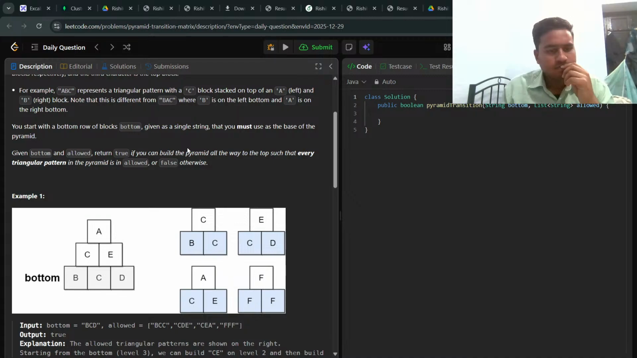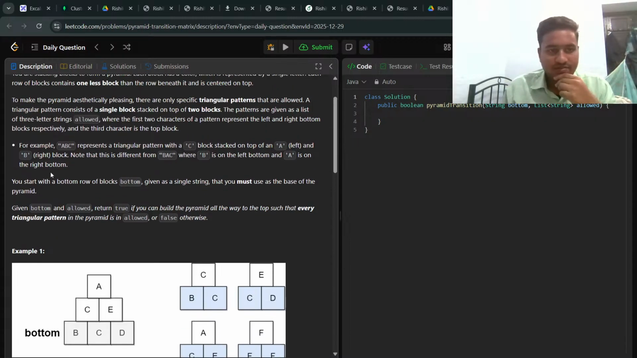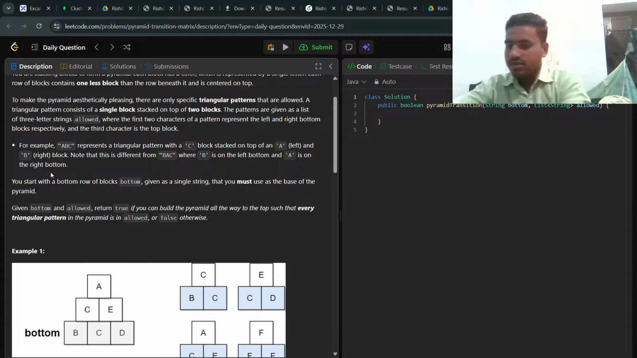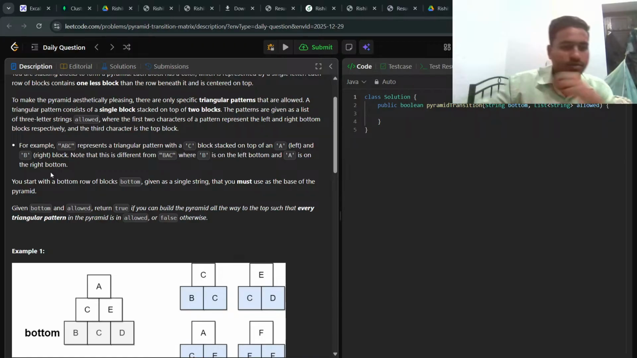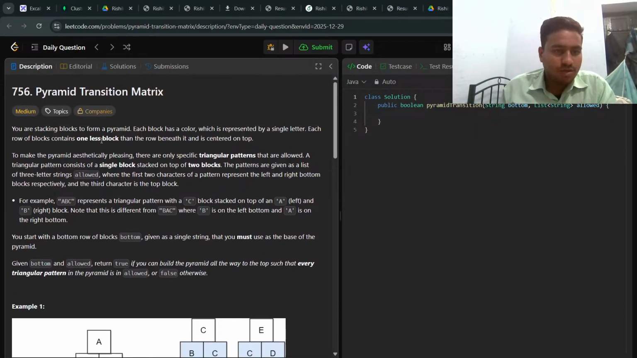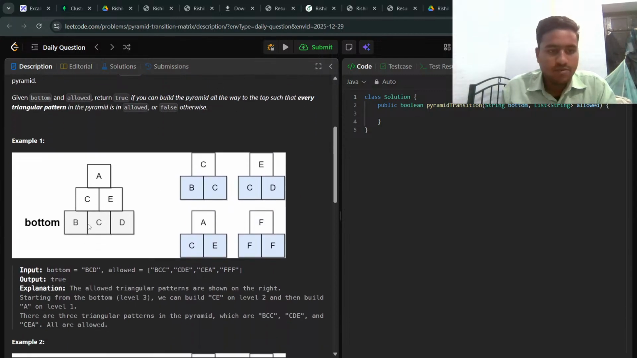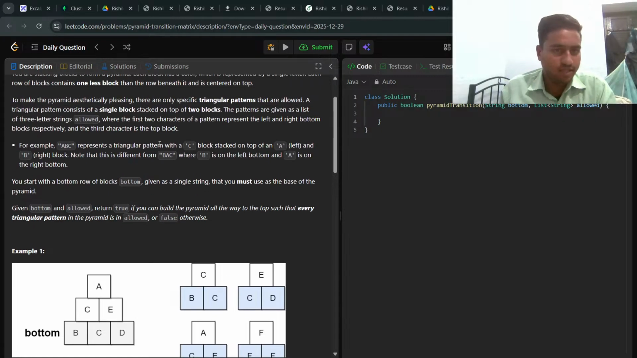It means that if the bottom row has three blocks, then the row above has only two. The row below has n plus one blocks, and the upper row has n. I may not explain well, but the row above is centered on top. If two blocks are there, then the block above is centered between these two blocks. That is what this is saying.